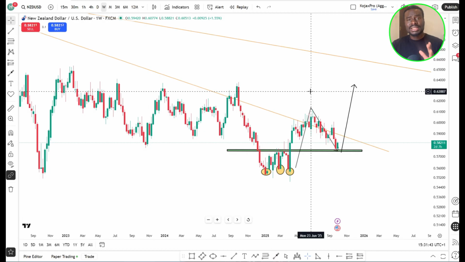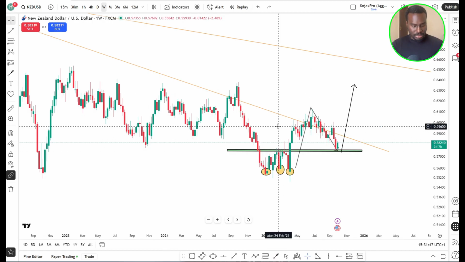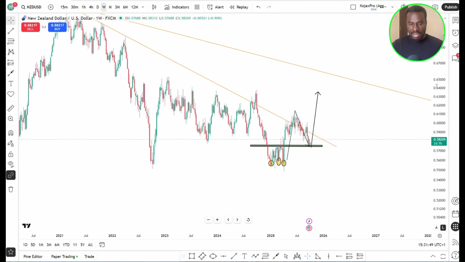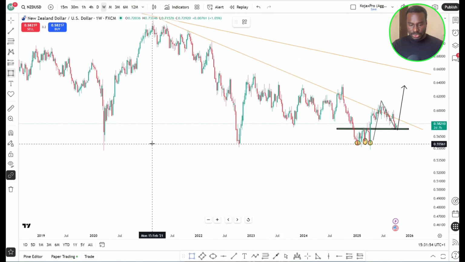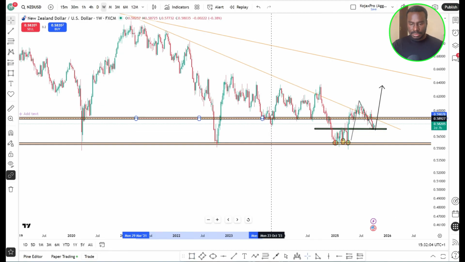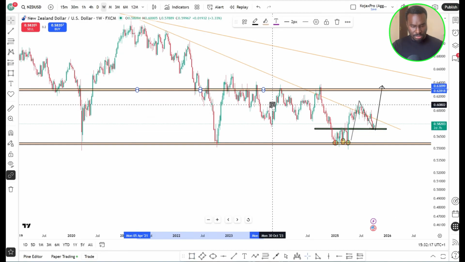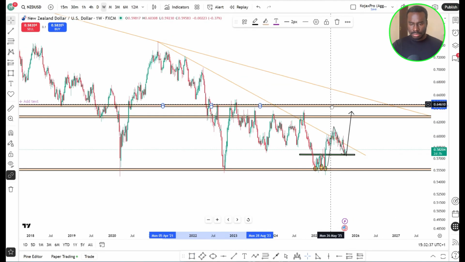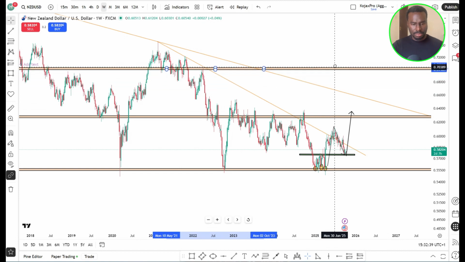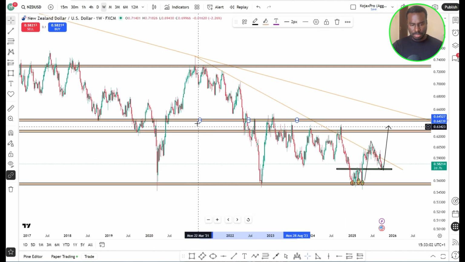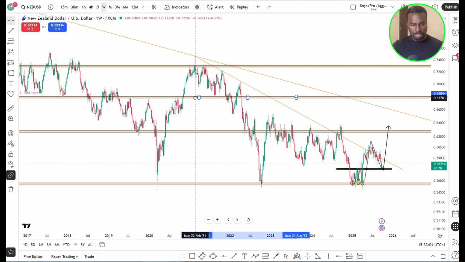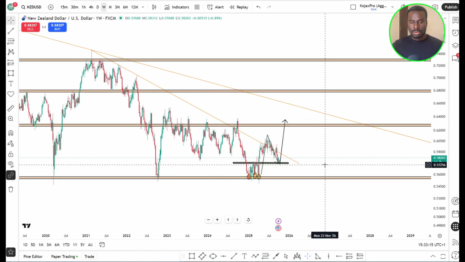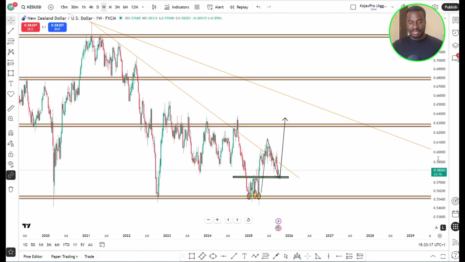Now, I've spotted this chart pattern. Let's go ahead and plot our key levels. So quickly, we're going to map out our key levels, and I'll do this quickly. So this is a level. This is a level as well. So our key levels have been plotted nicely now.